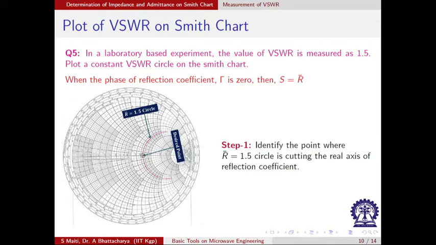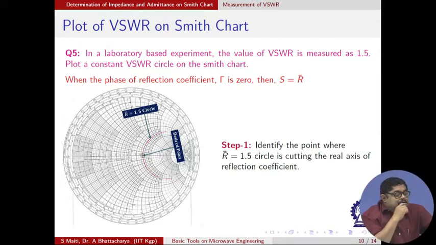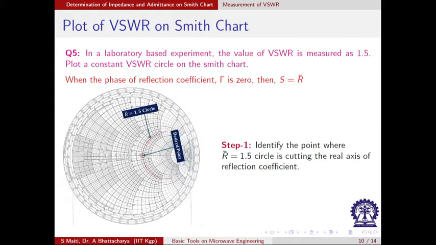Now, let us do this: in a laboratory based experiment, the VSWR meter has measured VSWR to be 1.5. Plot a constant VSWR circle on the Smith chart. Whatever discussion we have had, we know step 1, never forget this: identify the point where the R bar is equal to 1.5 circle. Remember, R bar, not VSWR, because the Smith chart is not graduated for VSWR, but it has graduation of R bar.